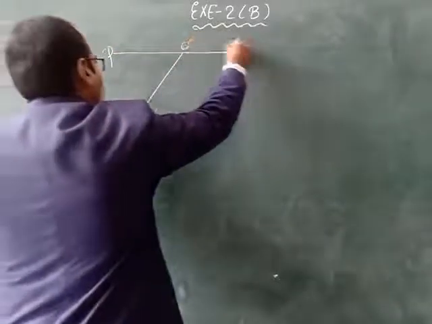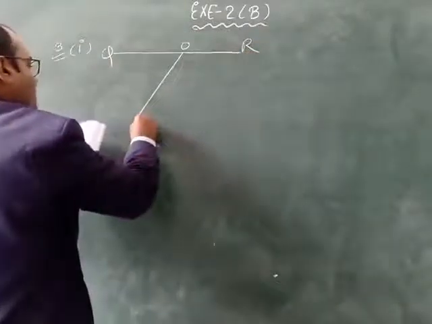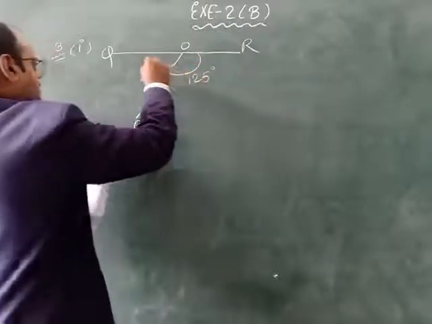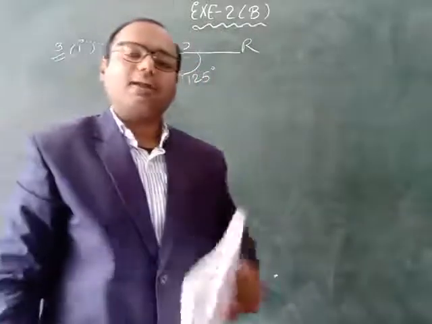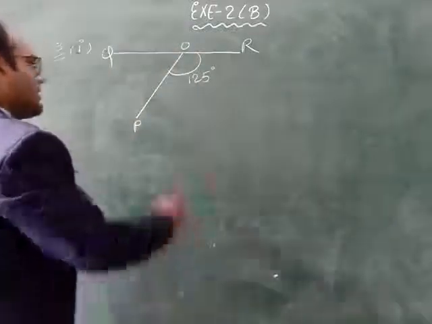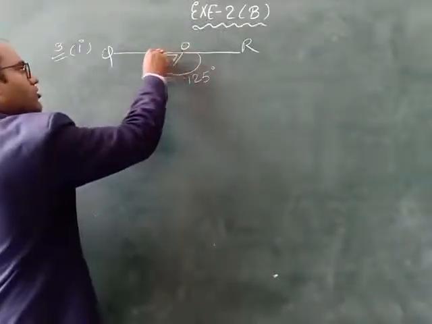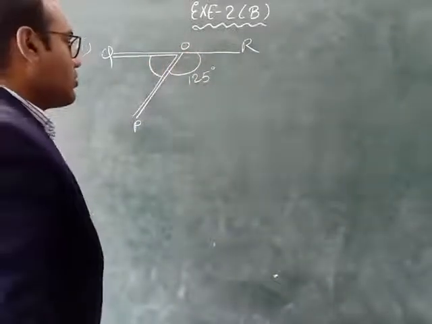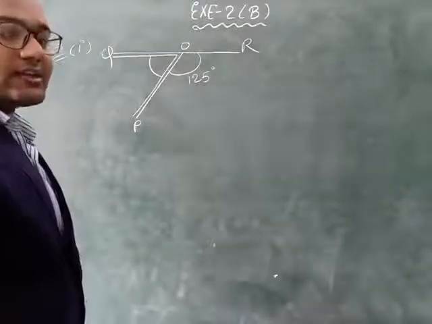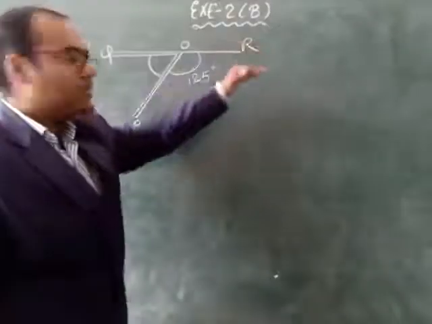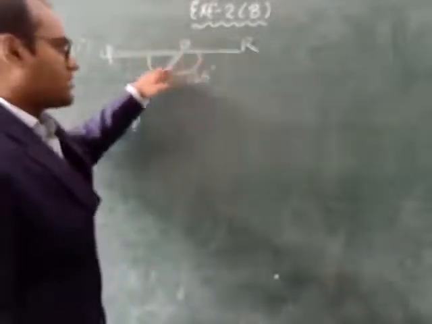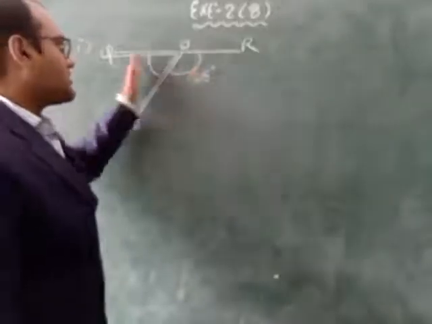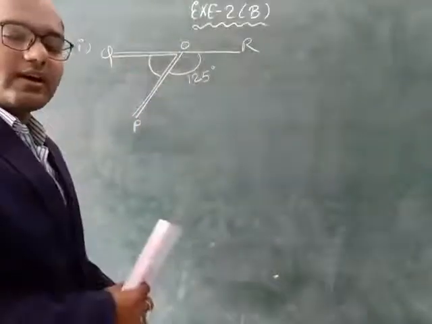Q, O, R, P. This is 125 degrees, and we have to find the value of angle POQ. This angle we have to find. Here you will observe two angles are coming on a straight line. One angle is on the left side and another angle is on the right side, and this is the common arm. So we will say that the sum of these two angles will be 180 degrees.